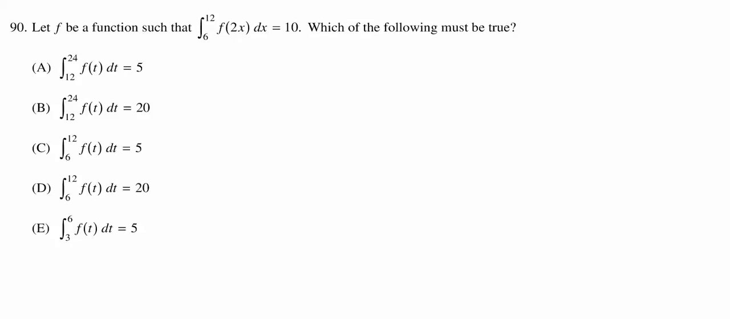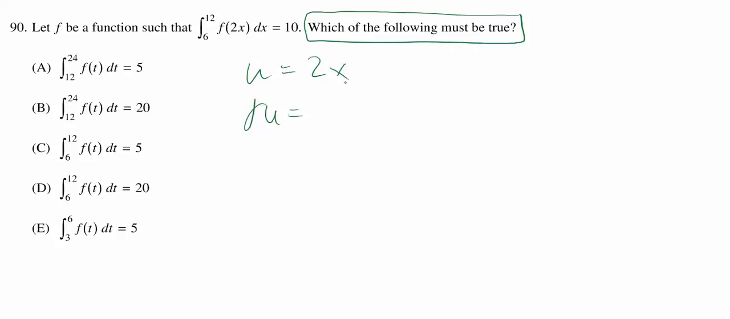Looking at 90. Let f be a function such that the integral from 6 to 12 of f of 2x dx equals 10. Which of the following must be true? So in order to anti-differentiate this, we would have to do a u substitution. u would be 2x, and du would be 2 dx. So if I've got a 2 here, I need a 1/2 in front. And then my limits would get changed. If x is 6, then u is 12. If x is 12, then u is 24. I'm just putting in those bounds.